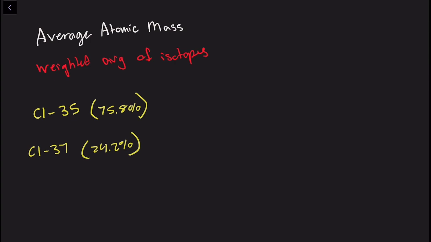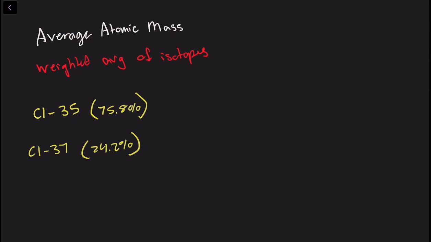So, if we look at this first example in the yellow, if we have chlorine, if we have Cl35, there's 35 protons and neutrons in the nucleus, and Cl37, there's going to be 37 protons and neutrons in the nucleus. So if Cl35 makes up 75.8% and Cl37 makes up 24.2%, how can we calculate the average atomic mass?